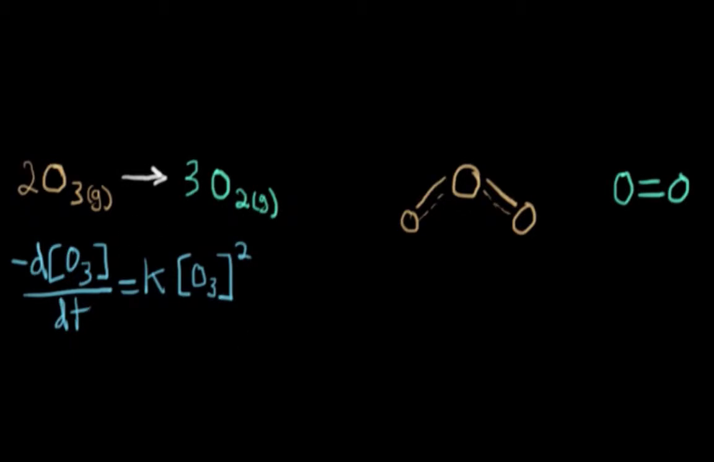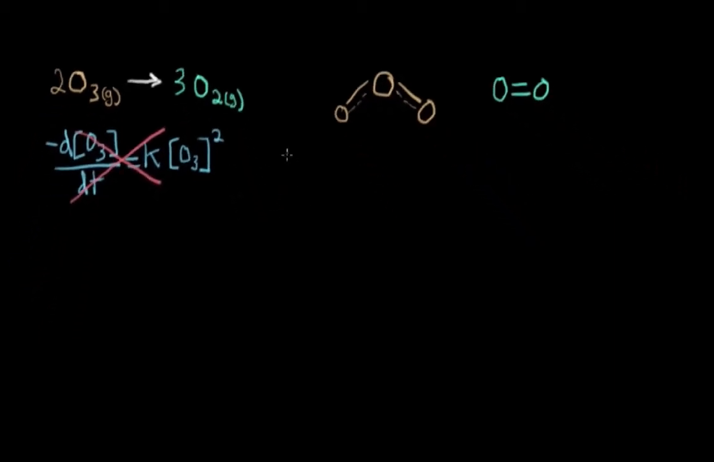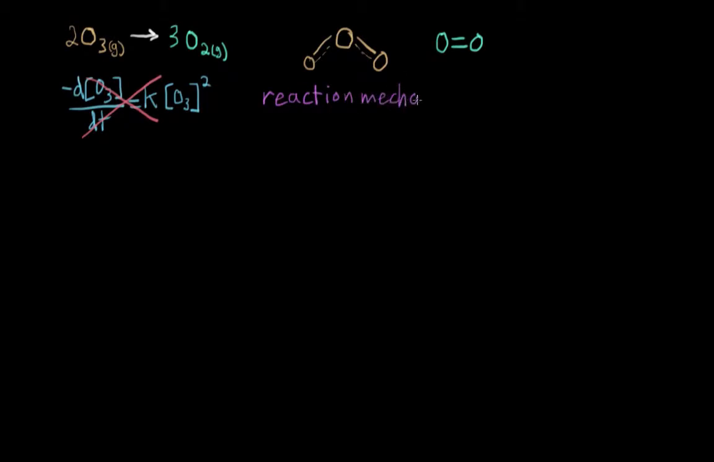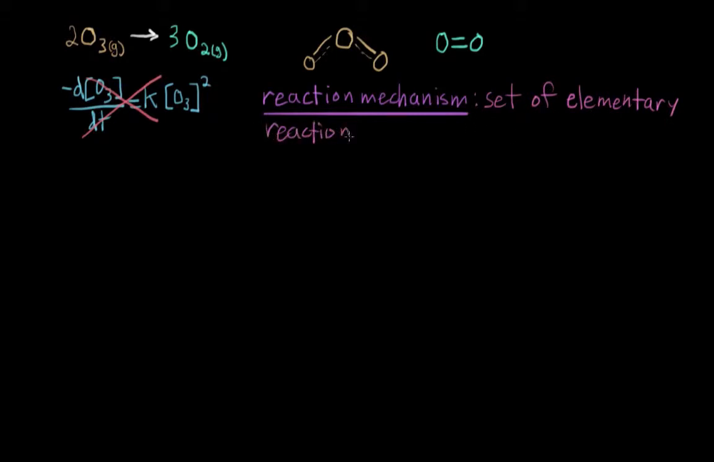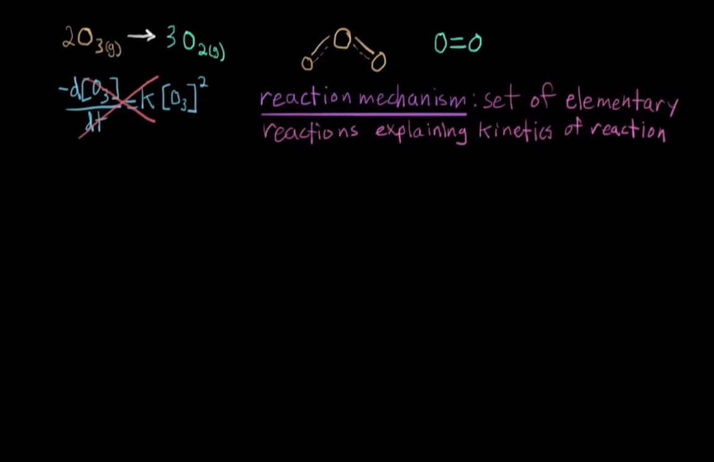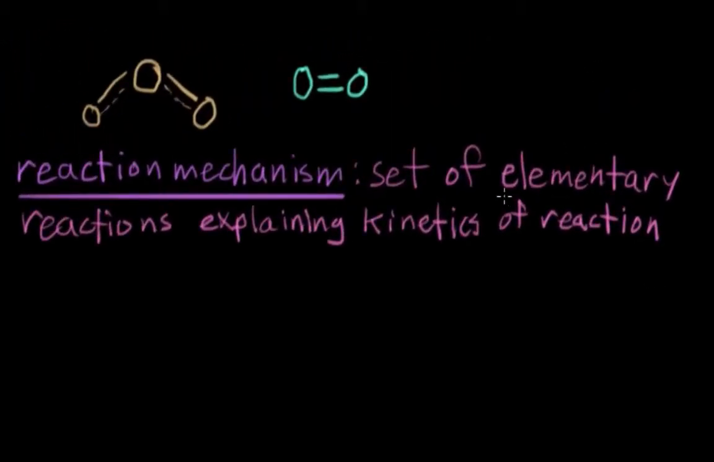However, it's found through experimentation that the reaction does not follow second order kinetics. That's what we get when we have an exponent of 2 up here. So we have to come up with a reaction mechanism that might explain the kinetics of the reaction. Now, a reaction mechanism is a set of elementary reactions that might explain the kinetics of the reaction. So just another terminology thing, an elementary reaction is a single-step reaction.